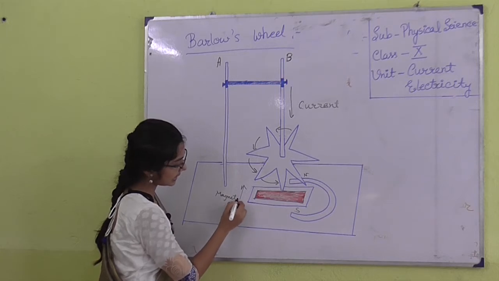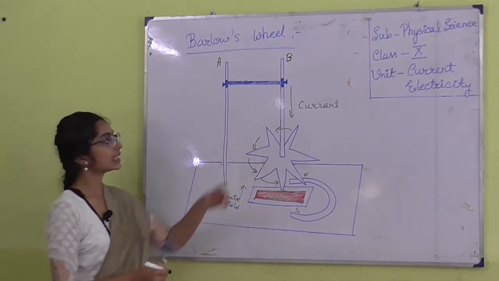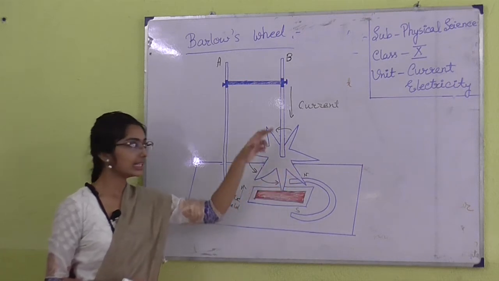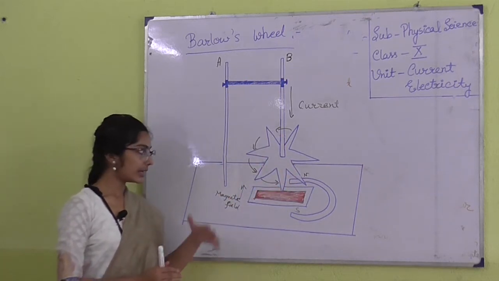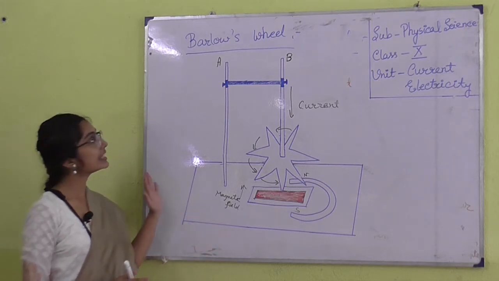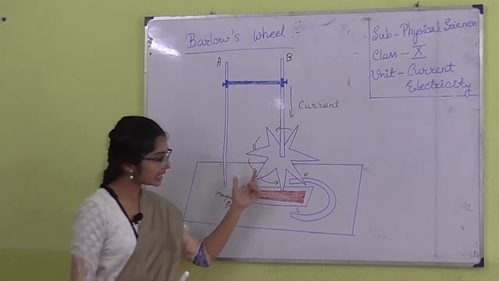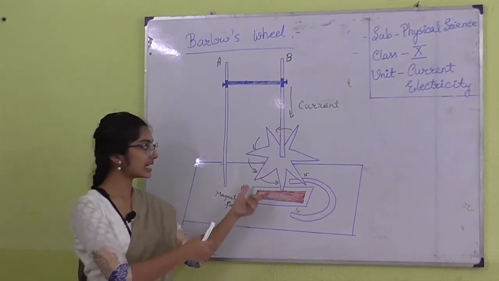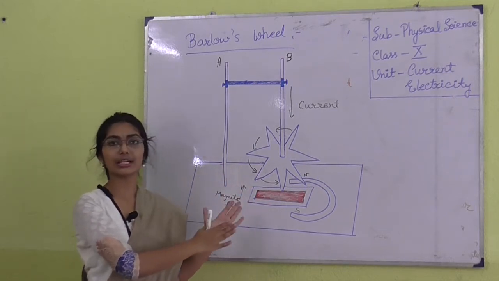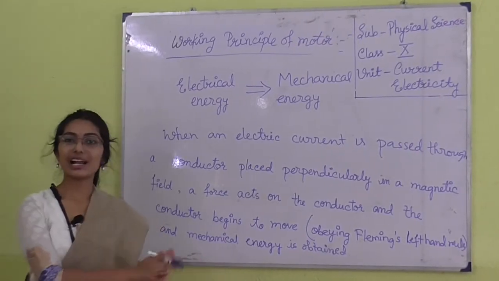This is the magnetic field, this is the flow of current, and the direction of motion is anti-clockwise like this. So Barlow's wheel is an arrangement where Fleming's left hand rule is obeyed, and the magnetic field generates movement of the conductor. That is happening. Okay, very soon we have discussed Barlow's wheel.